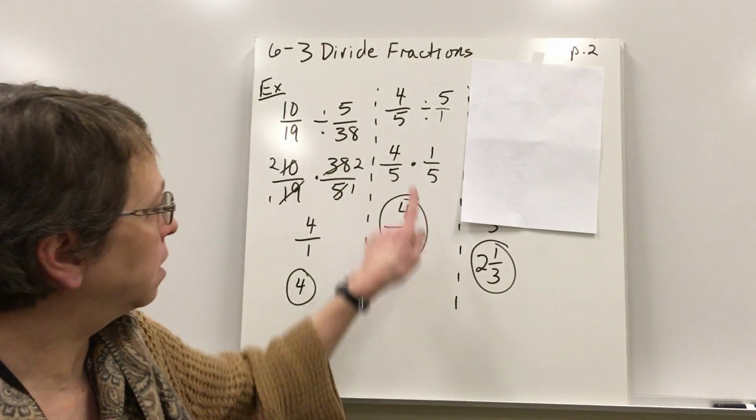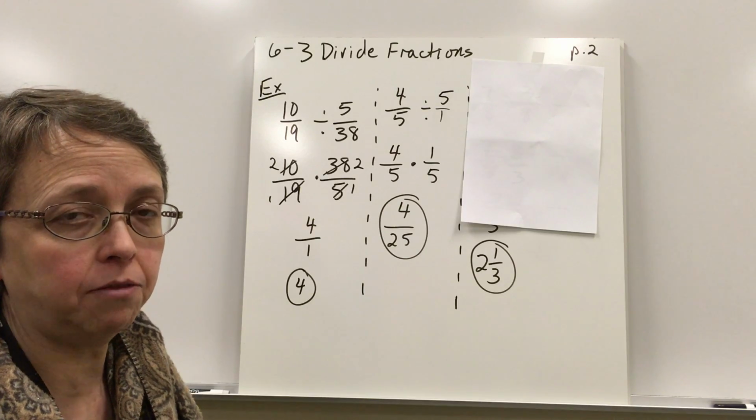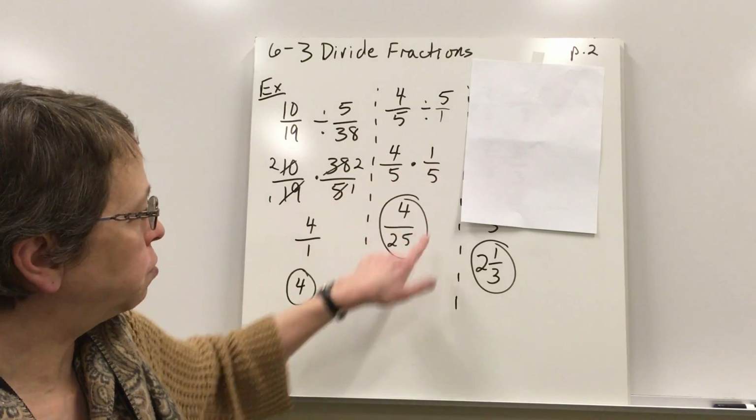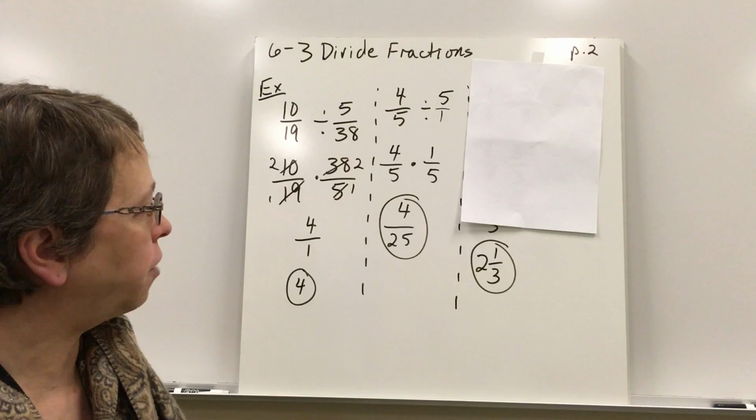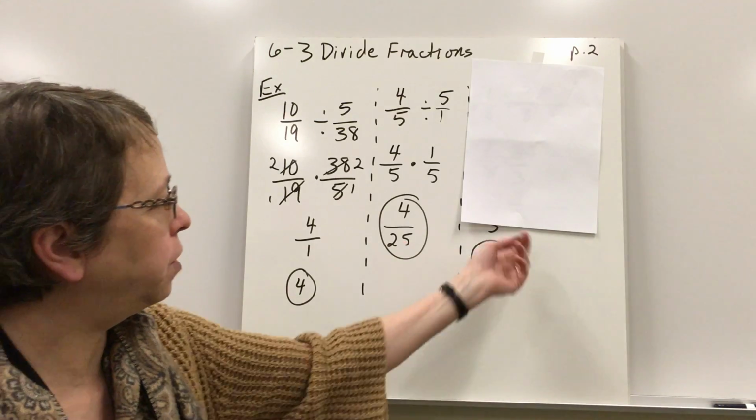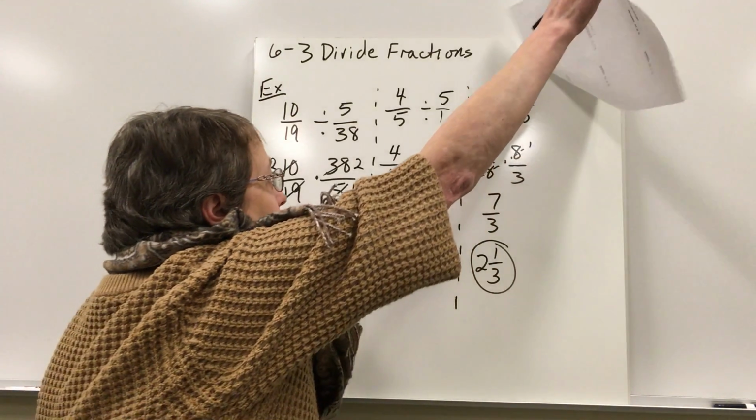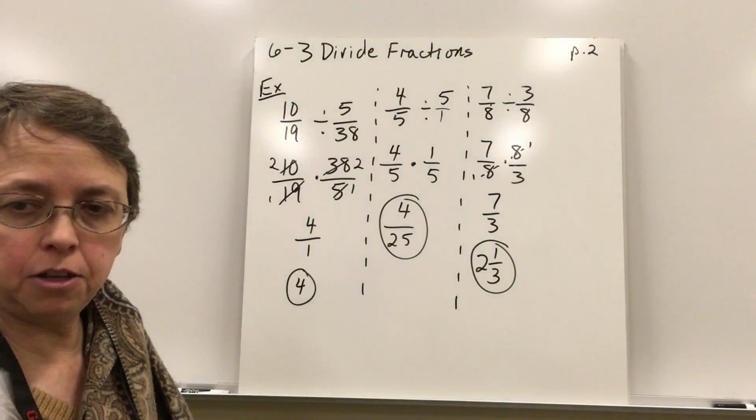I can't cancel anything. The 5s are both in the denominator, so they have to stay there. So 4 times 1 is 4. 5 times 5 is 25. My answer is 4/25. Last example on this sheet.